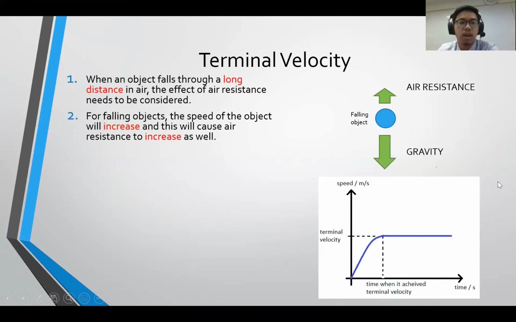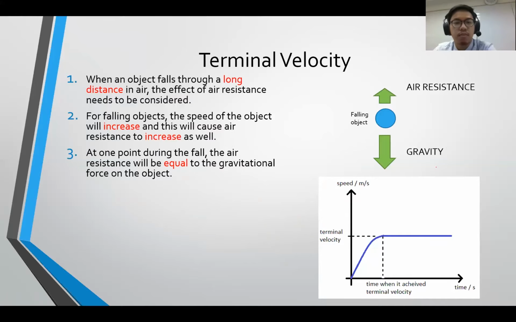Number two, for falling objects, the speed of the object will increase, and this will cause air resistance to increase as well. In the second video, we talked about the factors affecting air resistance, and one of the factors is speed. So it's quite logical. The faster you go, the more air resistance you will feel. You experience this in daily life. If you are moving faster, you can feel the air rushing through you. You can feel the air pushing against you stronger.